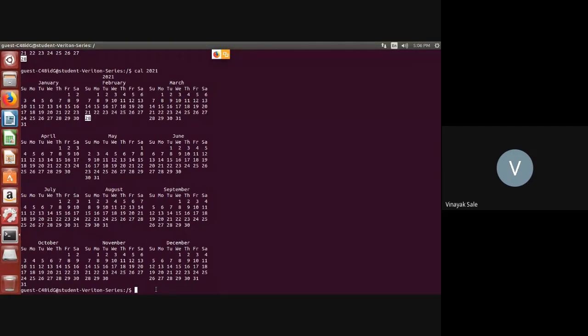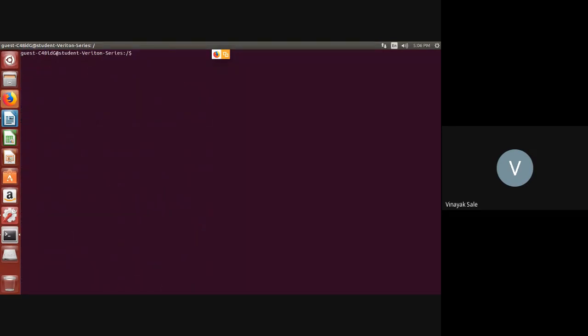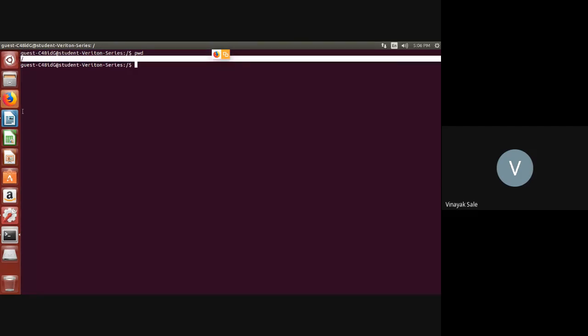The next command is, if you write pwd, pwd is print working directory. Here the print working directory is the root, only a slash is given, and the slash indicates the root of this file system. Root is the presently working directory.